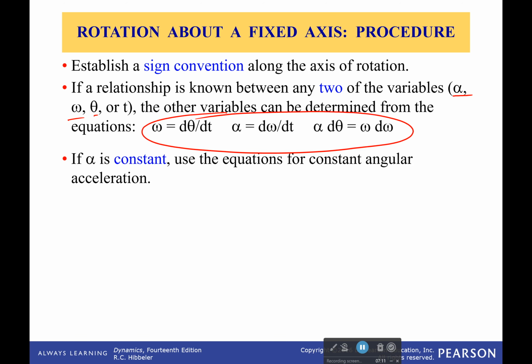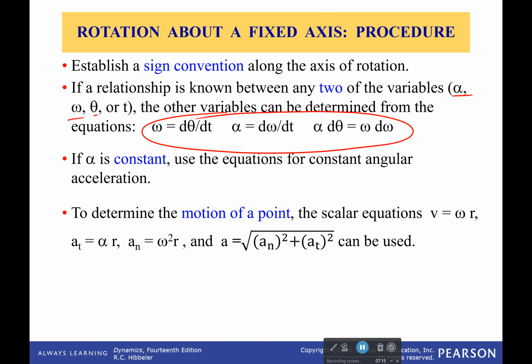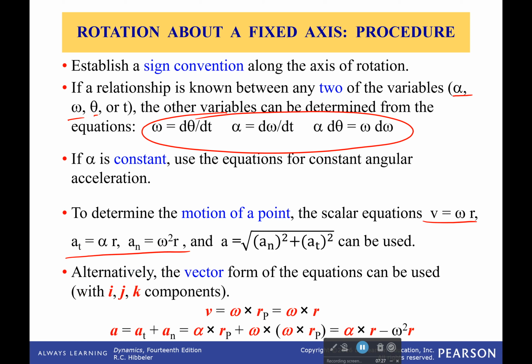If alpha is constant, so if your angular acceleration is constant, then you can use your constant angular acceleration equations, which are like those projectile motion equations. Then finally, figure out the motion of a point. You can use these equations to relate everything to our regular velocity and acceleration. Or if you want to, you can use the vector form, but I really like going with scalar form if I can.